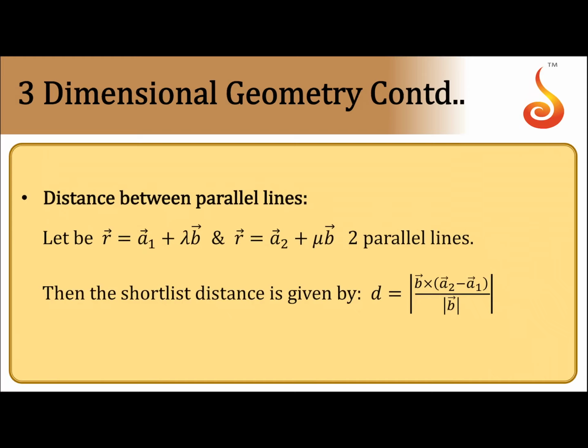Coming to the next one, distance between the parallel lines. This is the line which is passing through A1 and parallel to the B vector. And the second one is a line passing through A2 and parallel to the B vector. And the distance between them is D. D is equal to modulus of B cross (A2 minus A1) divided by modulus of B.